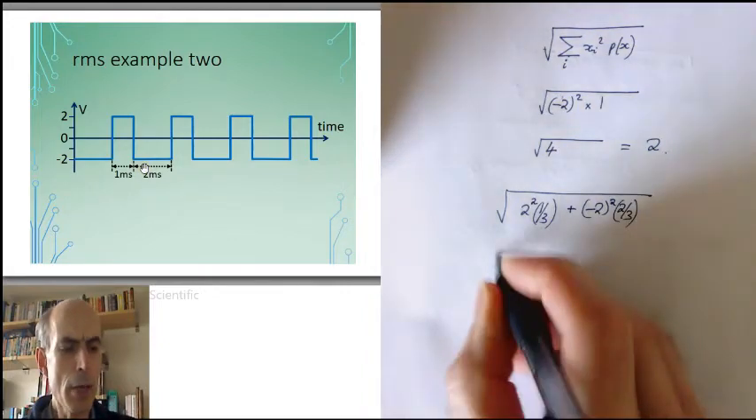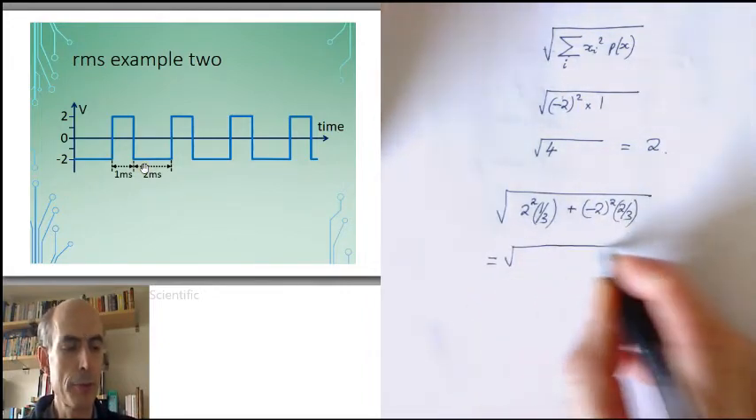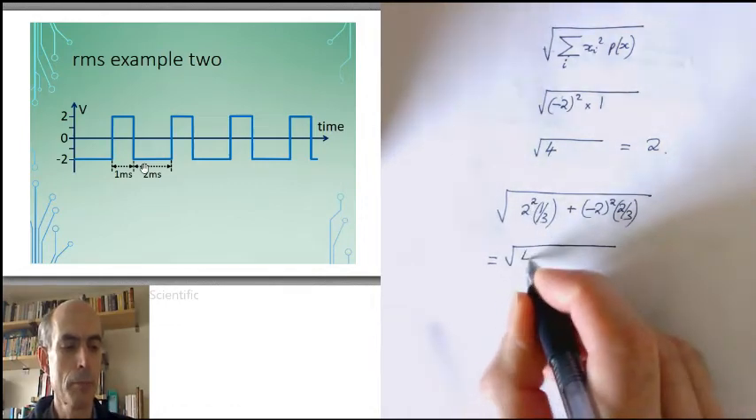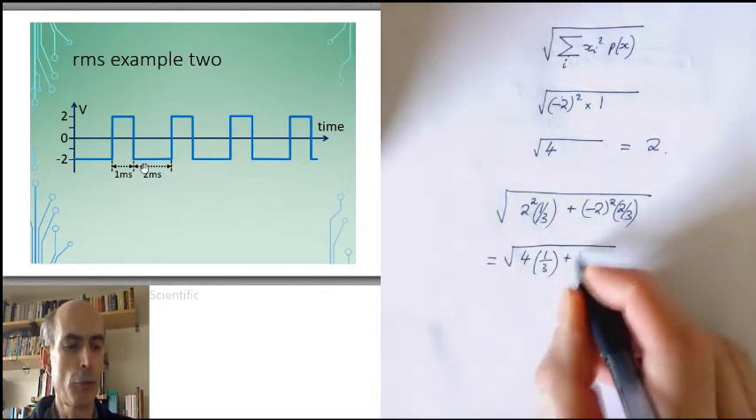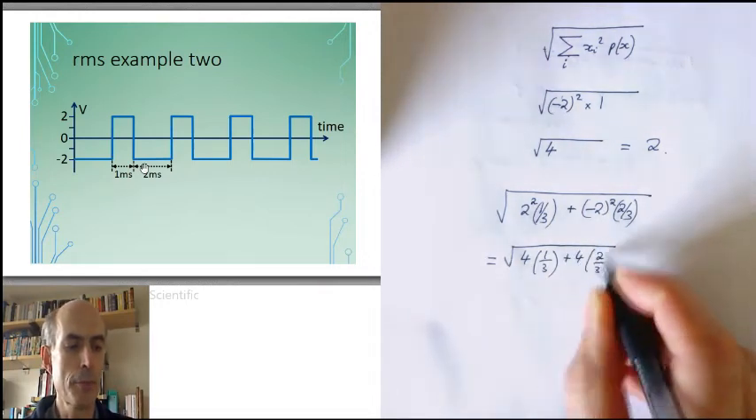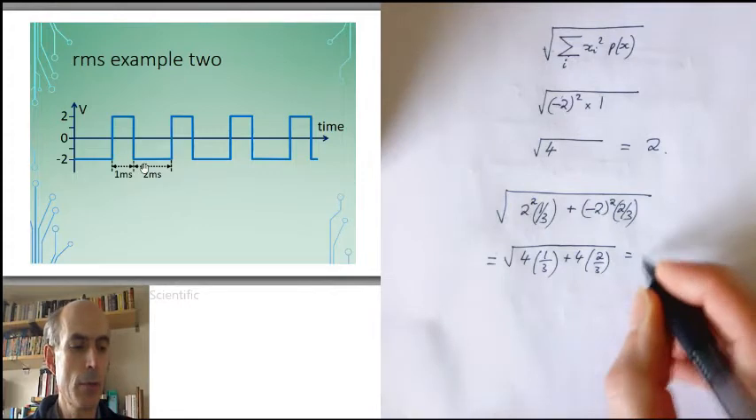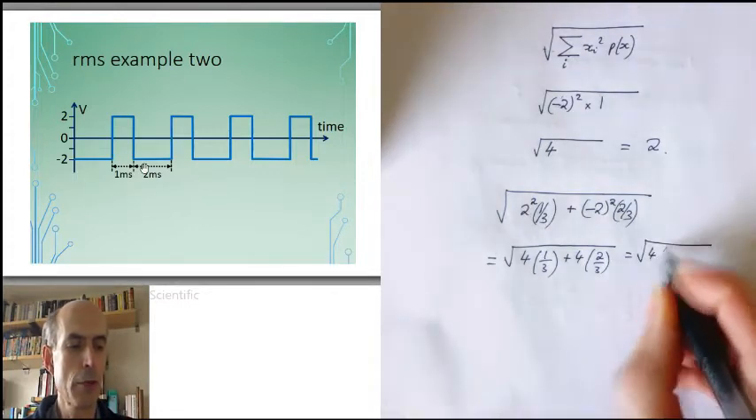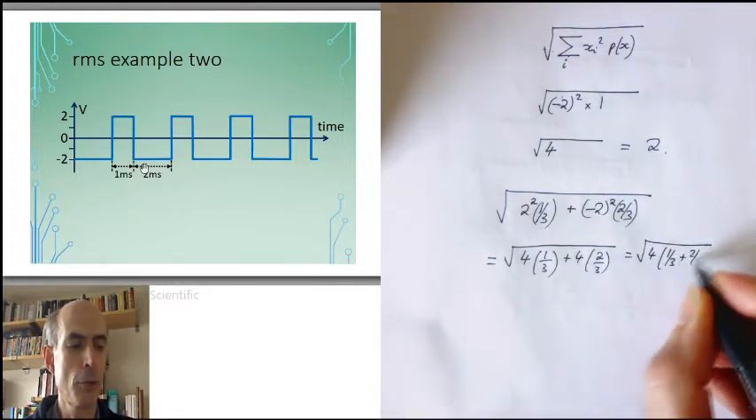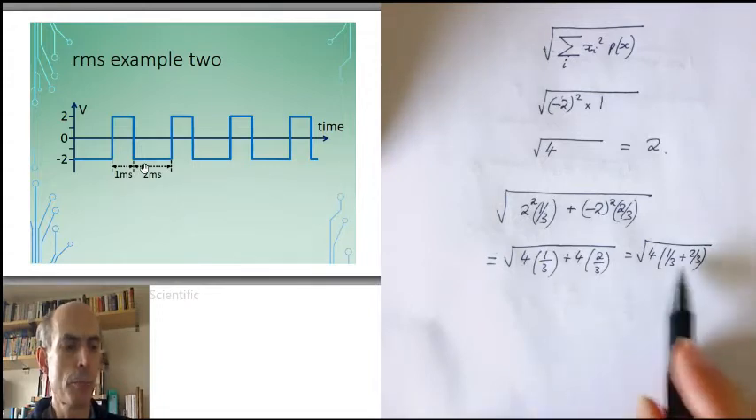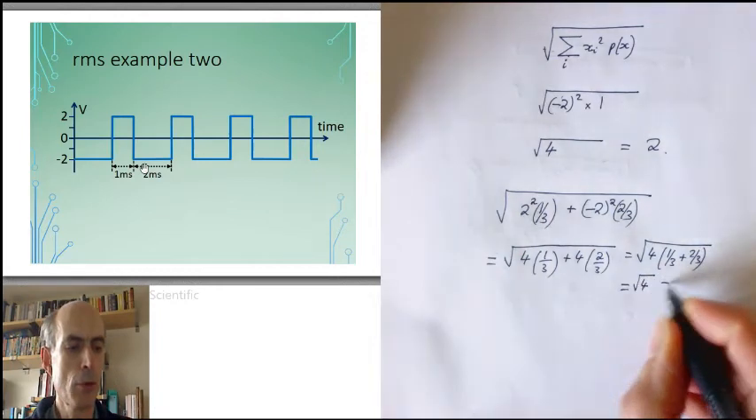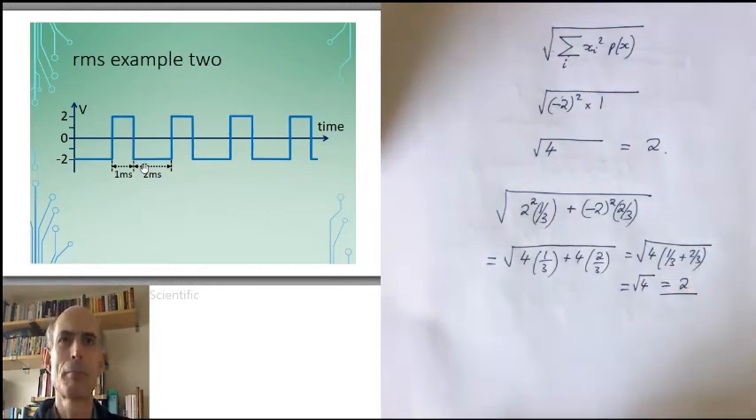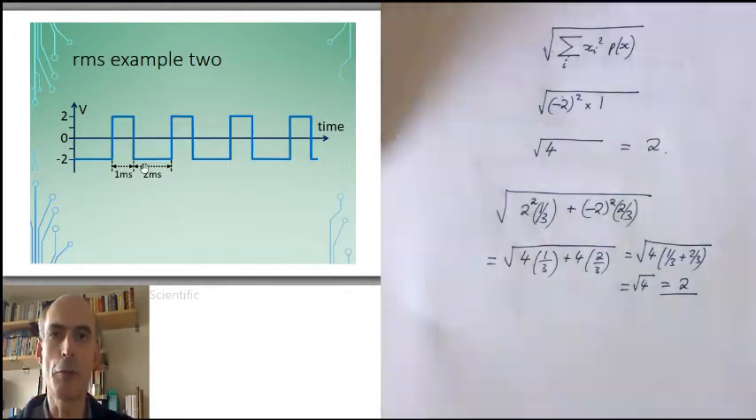Well, that I could write like this. 2 squared is 4 times 1/3. -2 squared is also 4 times 2/3. That just gives me the square root of 4 times 1/3 plus 2/3. But 1/3 plus 2/3 is 1. So that's just the square root of 4 or 2. Again, it's exactly the same RMS average as the previous waveform had.